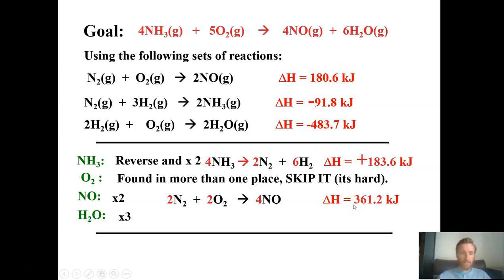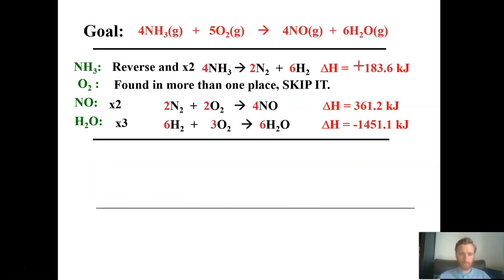The next thing we need to do is take care of the water. So we need to multiply that third equation by 3. And the reason why we do that is because the third equation gives us 2 water. Well, we need 6 H2O on the product side. And of course we need to multiply the delta H by 3 also. So what is this going to give us? Keeping in mind our goal there at the top of the screen, we're going to cancel terms next and take the sum.